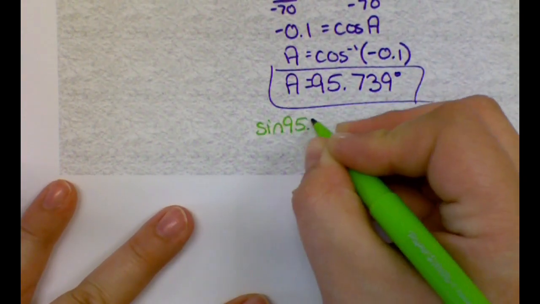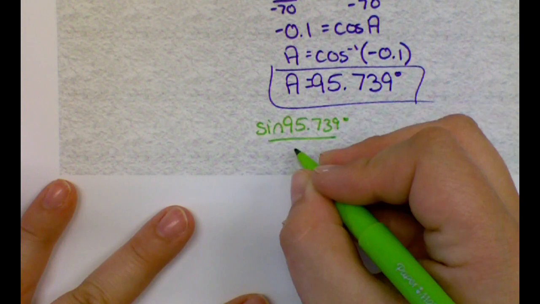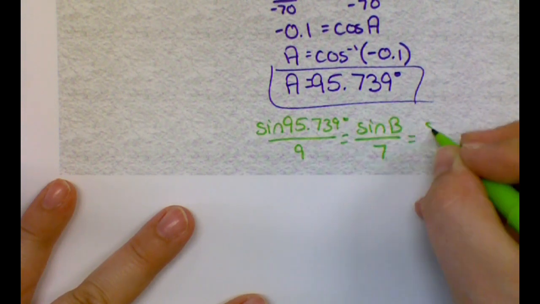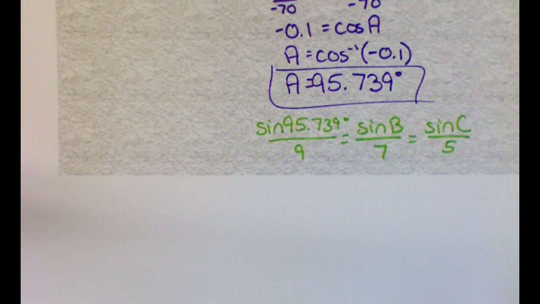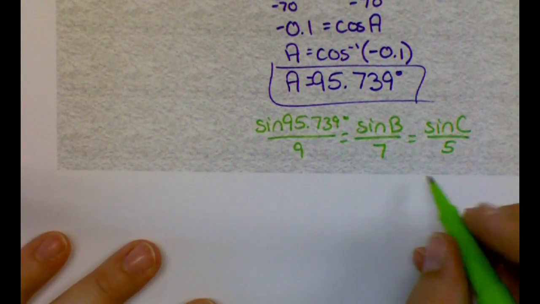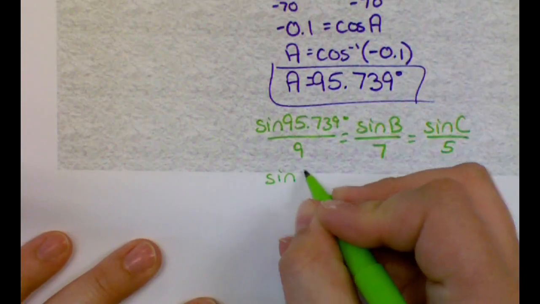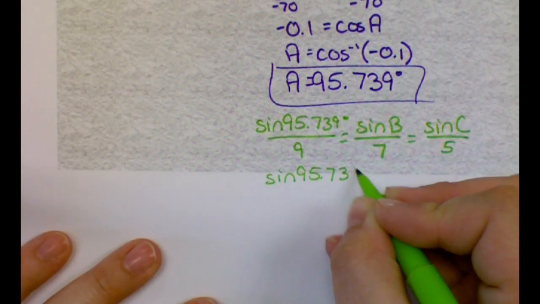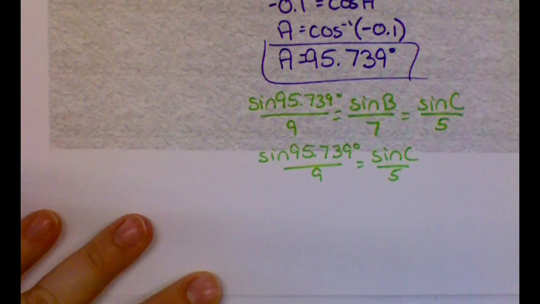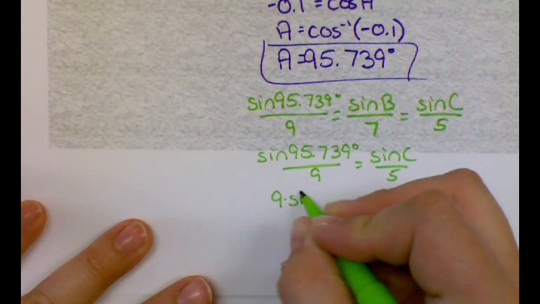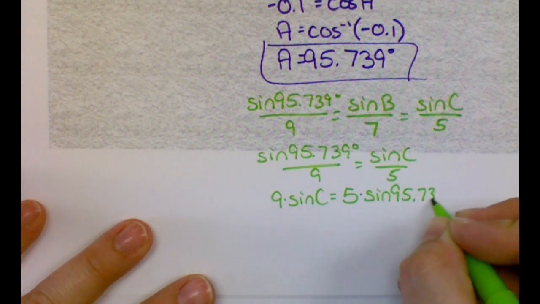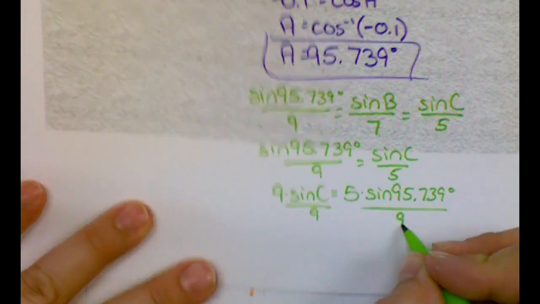Sine of angle A over side A equals sine of B over side B equals sine of C over side C. And remember my tip that we should go for the smaller angle when we switch to law of sines. So I want to find angle C. So I'm going to leave out my B's, and then I'm going to cross multiply. Divide by 9.